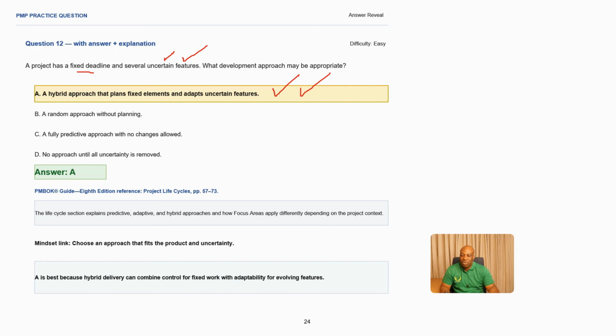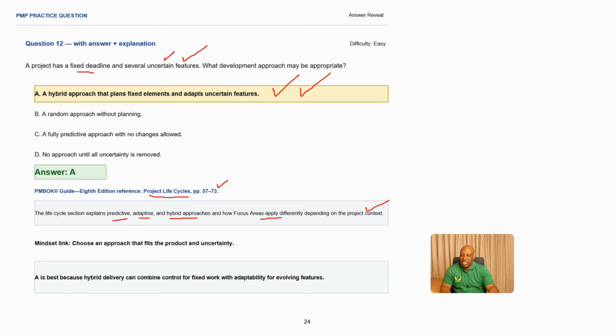So what is our reference here? Project life cycle, page 57 up to 73 on the PMBOK. What does it say? The life cycle section explains predictive, adaptive or agile, and also hybrid, and how focus areas apply differently depending on the project context. So the option to go for agile or to go for predictive also depends on the project context. In this case, hybrid is the best.